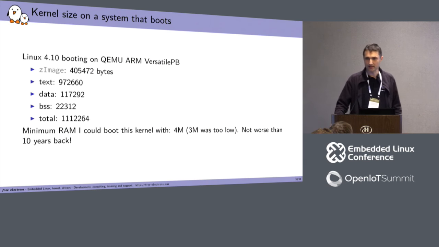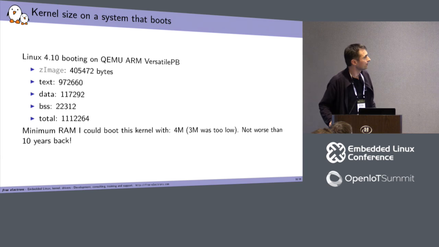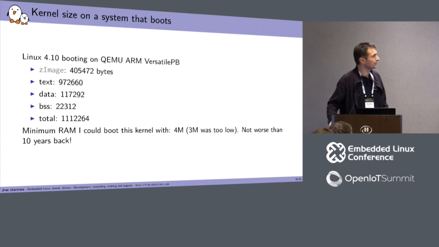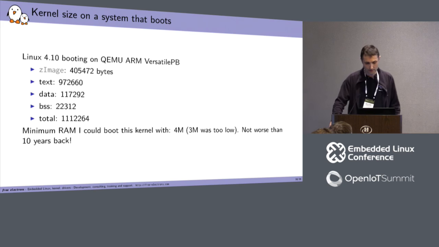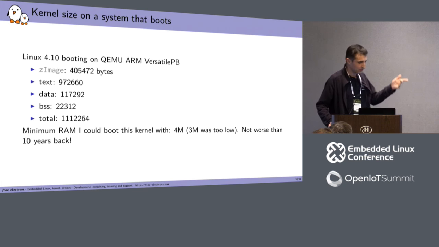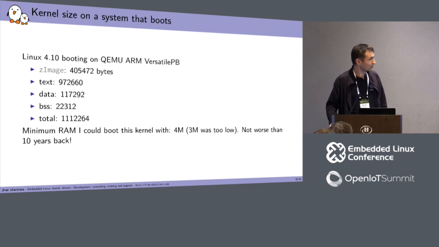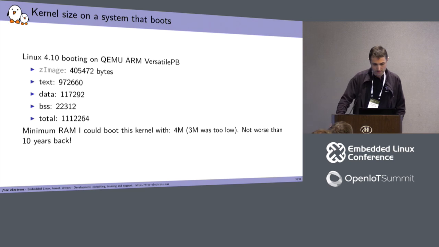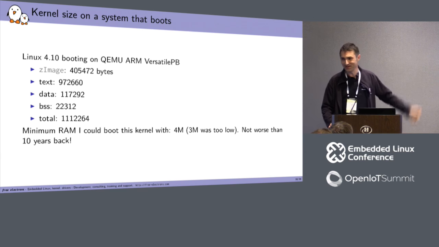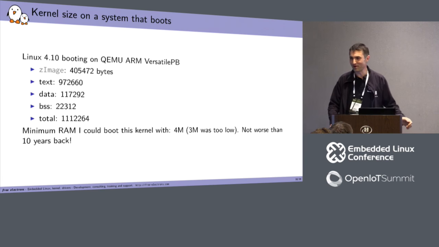I made a test. I really wanted to make sure I have a kernel that boots. So I booted the 4.10 kernel on the QEMU emulated Versatile PB ARM platform. So the zImage was 400 kilobytes, which is quite good with XZ compression. And yeah, the total size, unstripped, is a little over 1 megabyte.